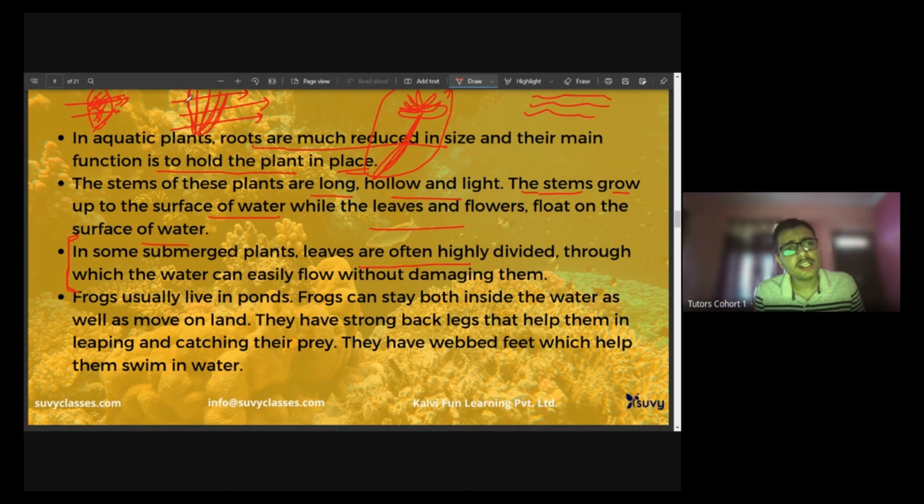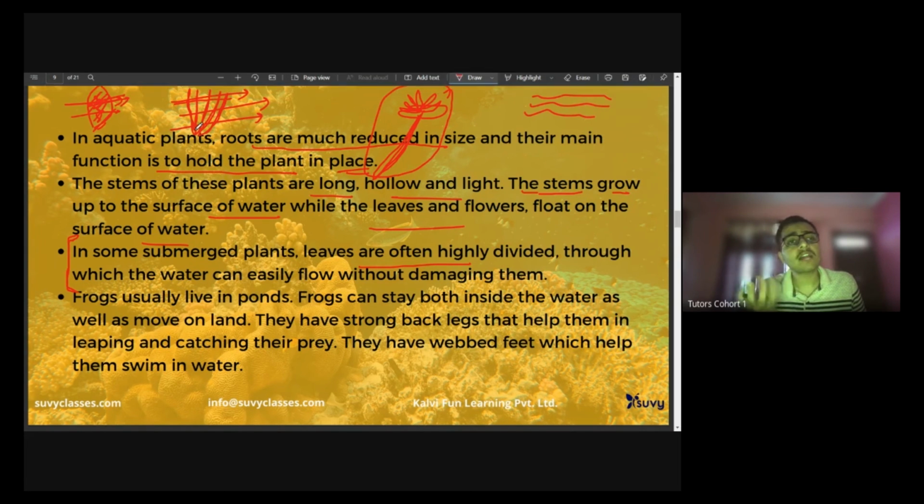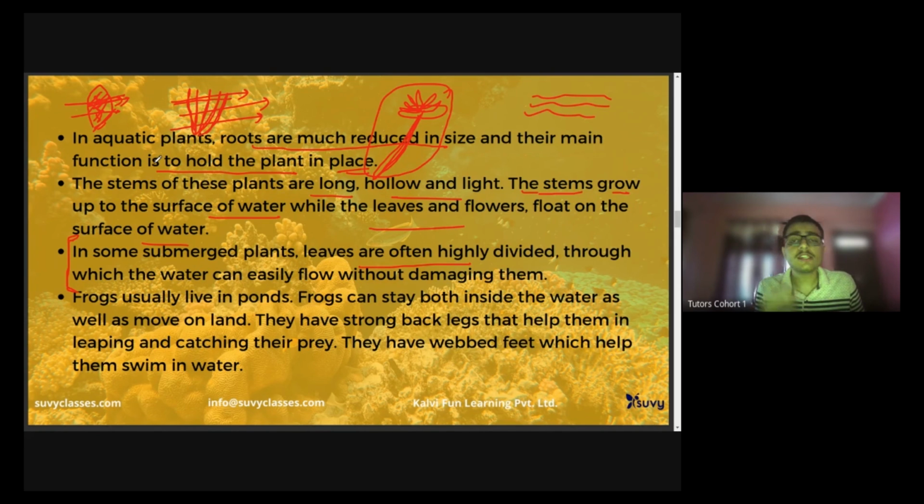Whereas these thin leaves provide water a path to flow. So this is again an adaptation in plants to avoid damage. After a long time this leaf will get damaged if water strikes it again and again. But if the leaves are highly divided, this damage may not take place, right?